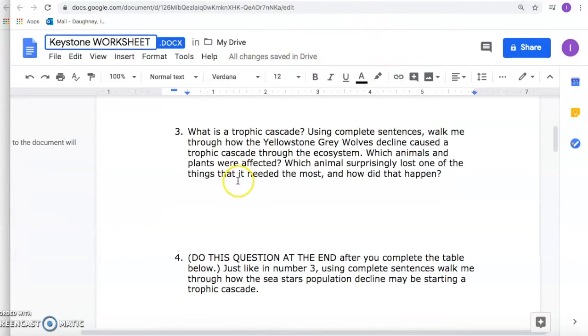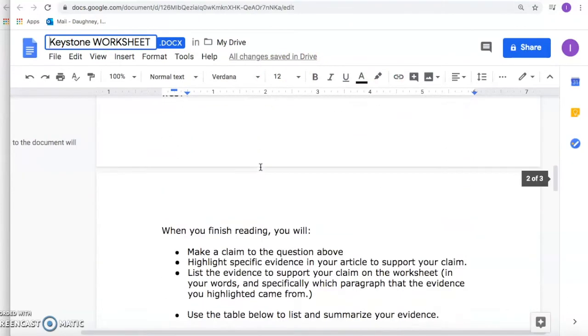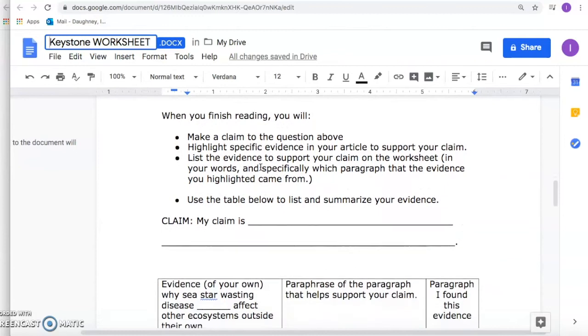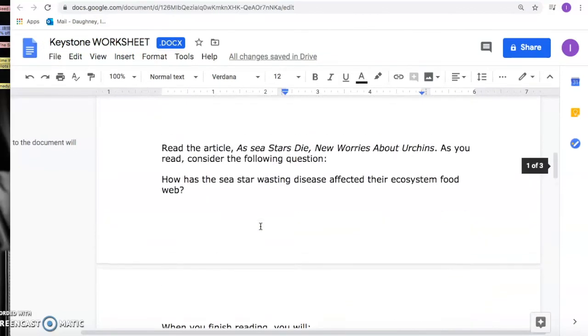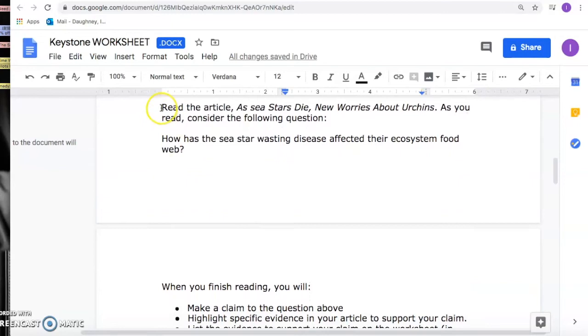Now, when you're going through the worksheet, what you want to do is what's called making a claim, okay? So this says read the article, all right, which you just did, and you want to consider this question. How has the sea star wasting disease affected their ecosystem food web? And basically this is asking you how, just like the Yellowstone wolves' disappearance affected their food web, how is this kind of the same thing, right?